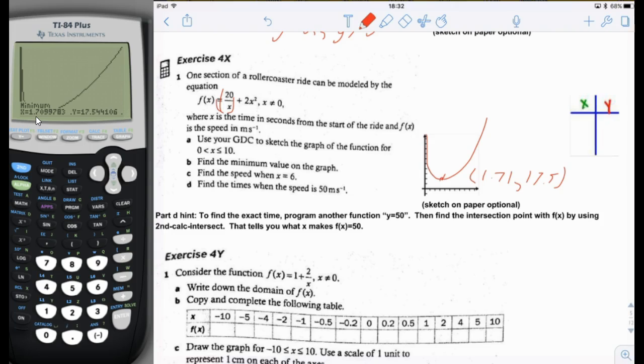We could just give the coordinates there. Okay, find the speed when x equals 6. So when x equals 6, remember the speed is the y. So let's look at the table. That's the best way to find the speed. We're way up here because we're looking at the asymptote. We're going to look at x equals 6, and see what y equals when x equals 6. It equals 75.3.